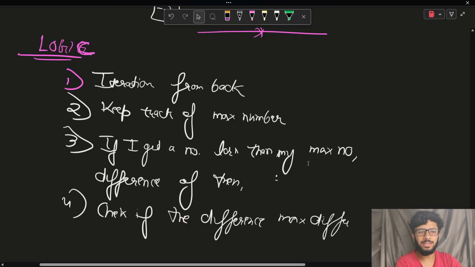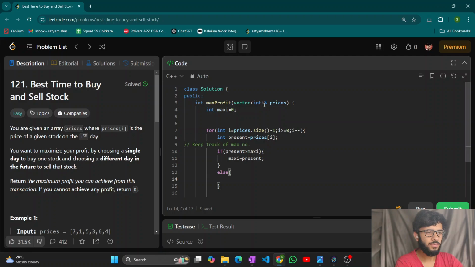What I have to write in the else case is the difference of them. For the difference, let me write profit, which will be initialized to 0. Because even if we didn't book any profit, they have already told us to return 0, so profit will be 0, which will be returned. So I will write profit equals to whatever is the maximum of the profit and whatever we have right now. Whatever we have right now means the maximum number we have minus present.